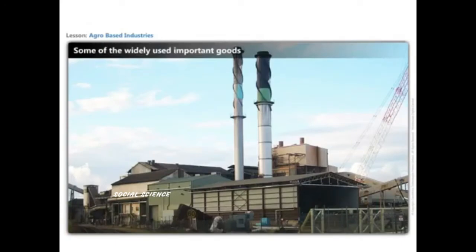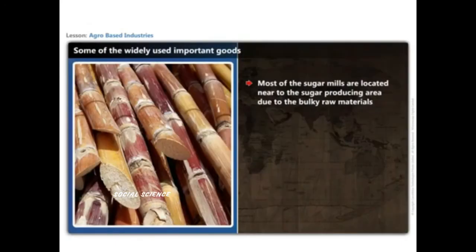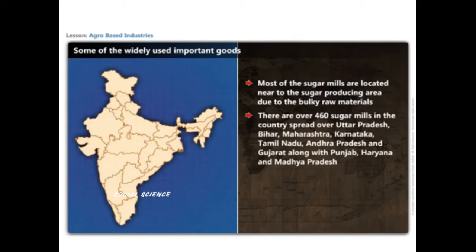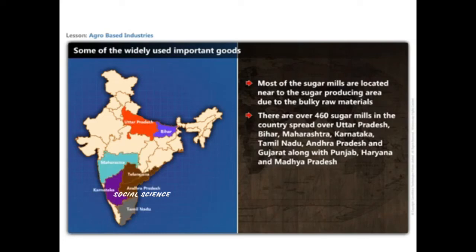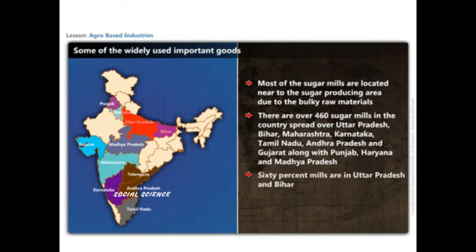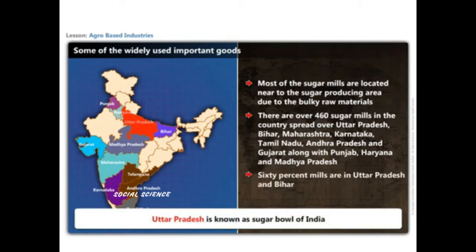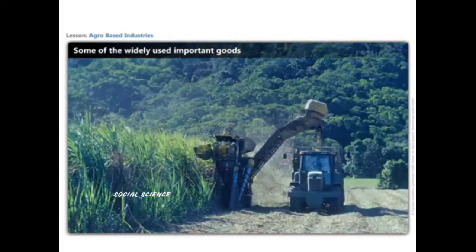Where should the sugar mills be ideally located? Most of the sugar mills are located near the sugar producing area due to the bulky raw materials. There are over 460 sugar mills in the country spread over Uttar Pradesh, Bihar, Maharashtra, Karnataka, Tamil Nadu, Andhra Pradesh and Gujarat along with Punjab, Haryana and Madhya Pradesh. 60% of mills are in Uttar Pradesh and Bihar. Do you know that Uttar Pradesh is known as the Sugar Bowl of India?